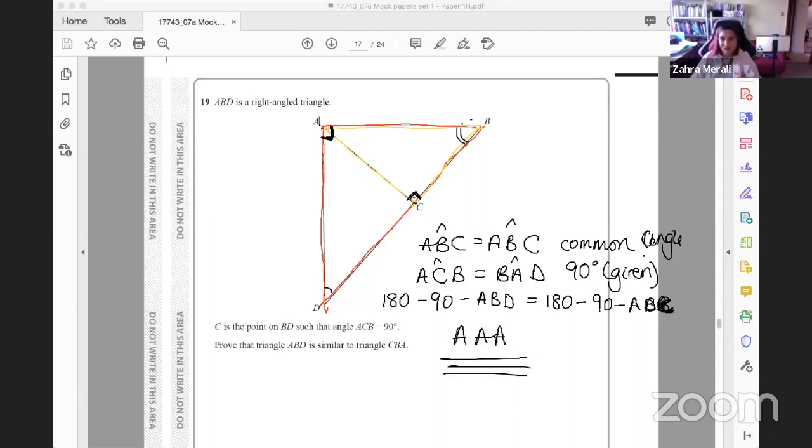Sorry, I'm working through this question for the first time with you guys. So we've got three angles. We could have done a side one as well, an alternate solution, but I think this one is easier. You can see that all three angles are the same.